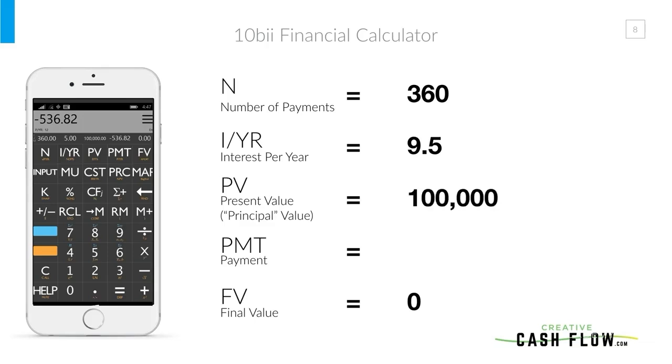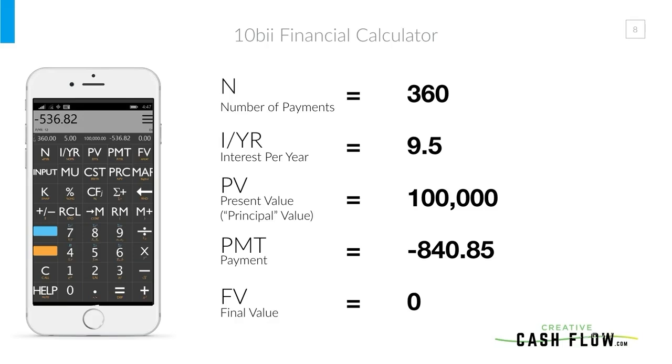PV, we said it was going to be a $100,000 loan, so we're going to type in $100,000, we're going to hit PV, and now we have 4 of the 5 items filled in. We want that 5th one, so we just push PMT, and it's going to solve it for us, which is going to be 840.85. Okay, so it's as simple as that. That's how you're going to run these calculations. So if you had a $100,000 note, and you sold it at 9.5% for 30 years, you're going to get an $840 payment every month for the whole 30 years.